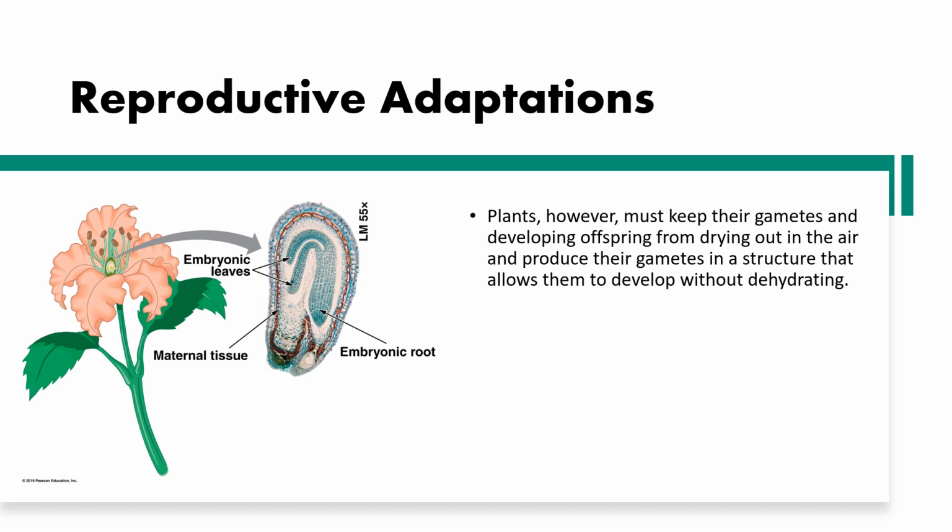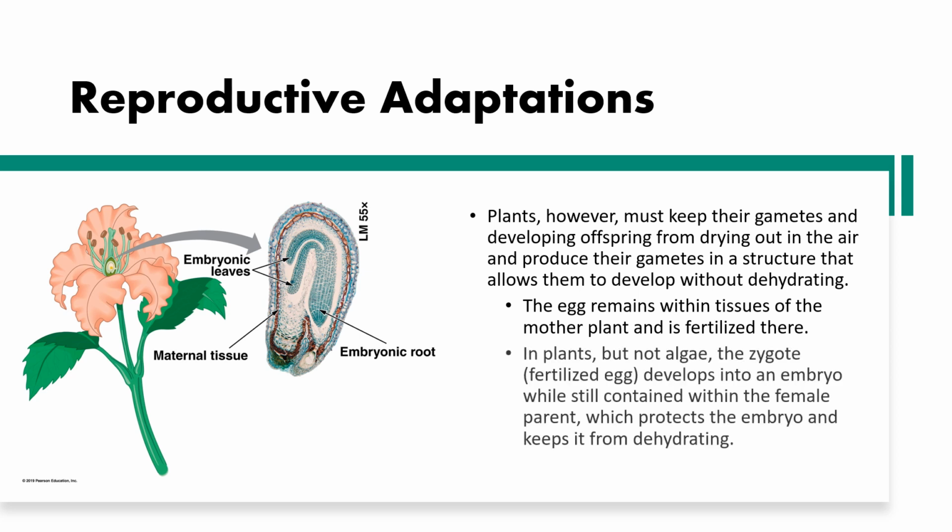So plants have developed many adaptations to deal with this, and one of them is going to be the actual development of the seed. But not all plants are going to have seeds. So plants are going to need to develop different ways to produce their gametes in structures that are going to allow them to develop and not dehydrate. The egg is going to remain within the tissue of the mother plant for most of the different plants that we're going to talk about.